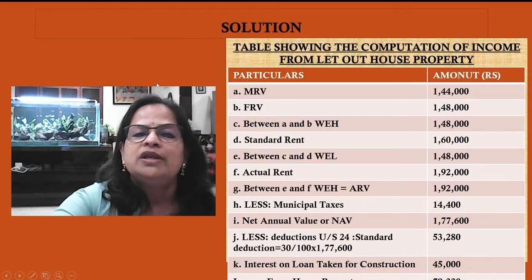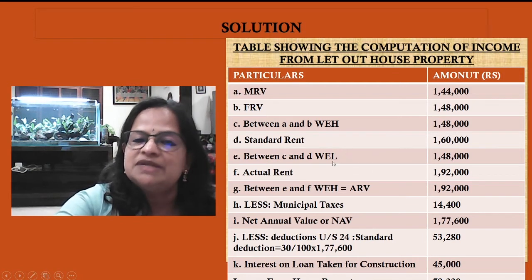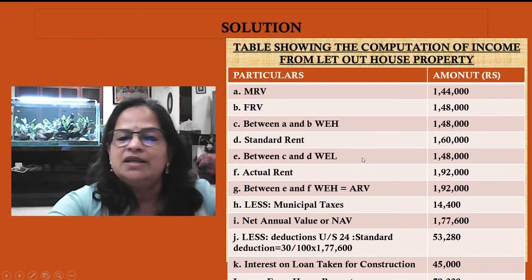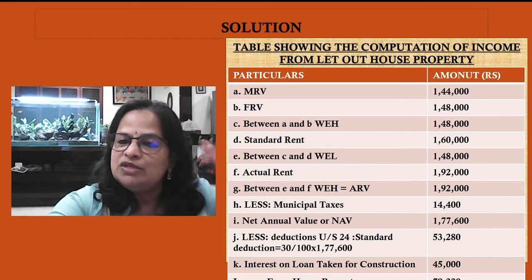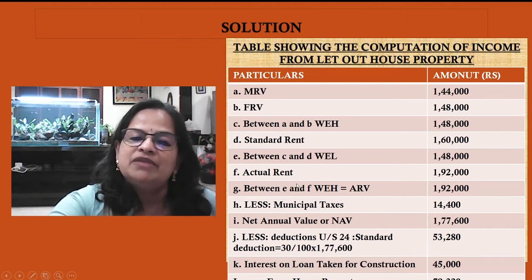Now the solution. Municipal rental value, fair rental value: whichever is high we have to take, that is 1,48,000. You have to compare with standard rent, and whichever is less you will take. We have learned this in computation of net annual value, in the last module where I explained all these computations. So 1,48,000 you will get. Now you have to compare with actual rent.